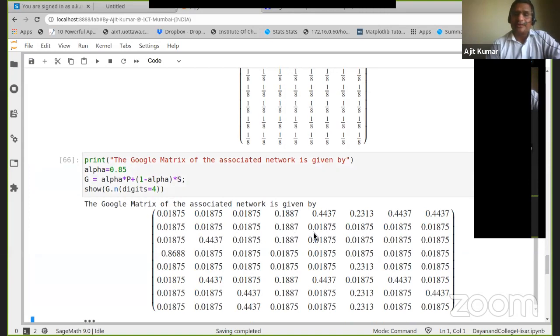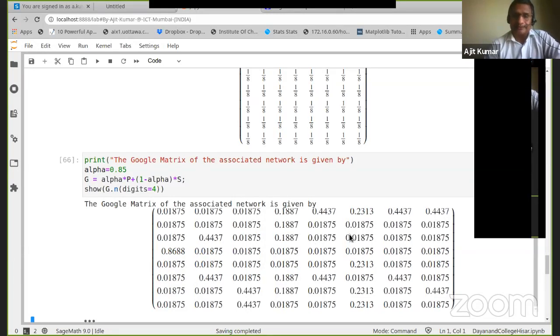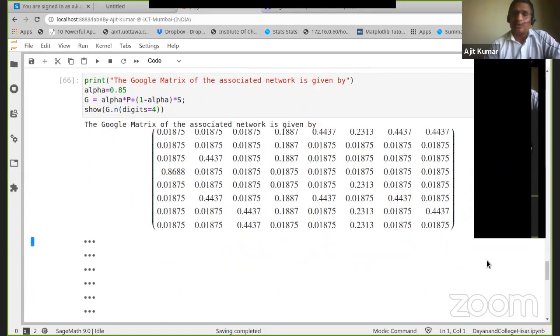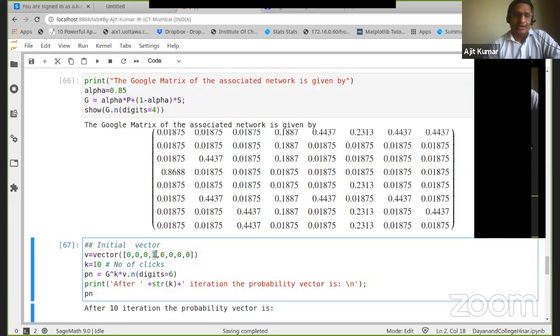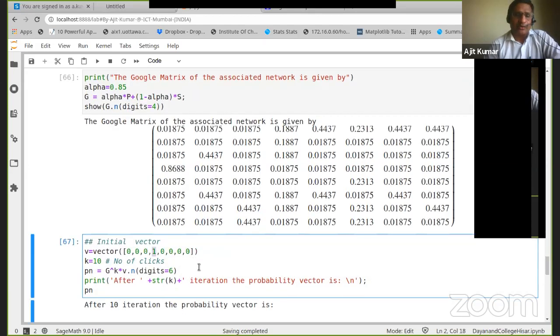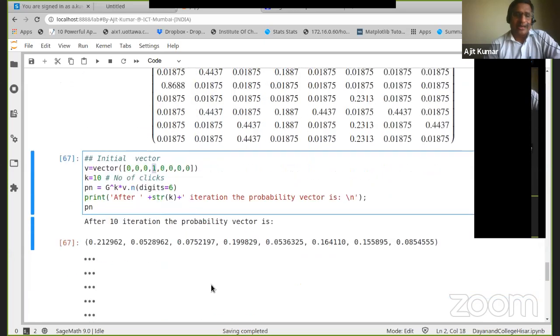So instead of working with the original probability matrix, you work with this Google matrix that takes care of what is called the loop or dangling node, where if you can go to one website, you cannot come back. Now suppose we start with the fourth website and try to find out what the probability will be after 10 iterations. So this is what you get.